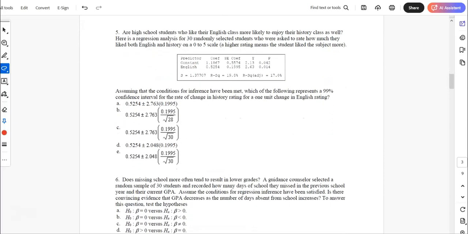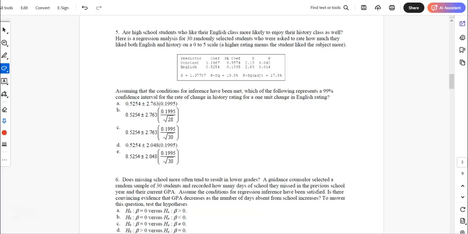Are high school students who like their English class more likely to enjoy history class as well? Oh, that's interesting. Probably. Here is a regression analysis of 30 randomly selected students who were asked to rate how much they enjoy both English and history on a scale of 0 to 5. A higher rating means the student liked the subject more.